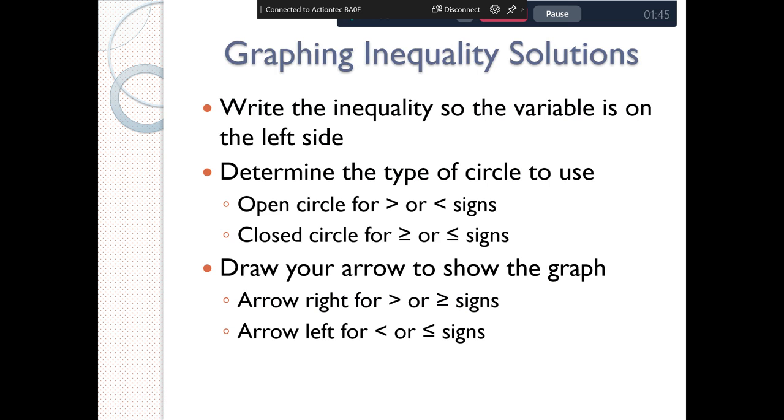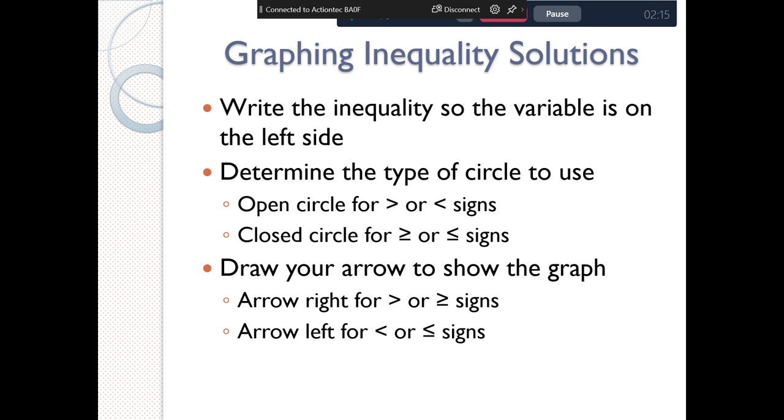All right, so when we are graphing inequalities, it's on a number line, not on a normal graph. Okay, you want to make sure that you write your inequalities so that the variable is on the left side and your number is on the right side. Whenever you rewrite anything, keep in mind the side of the sign that is facing the inequality.